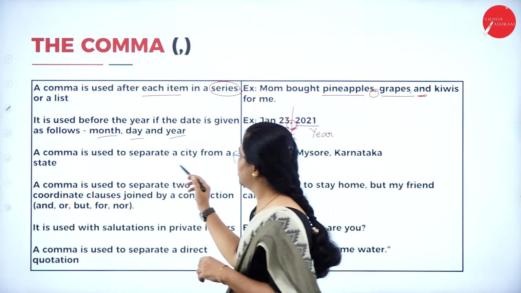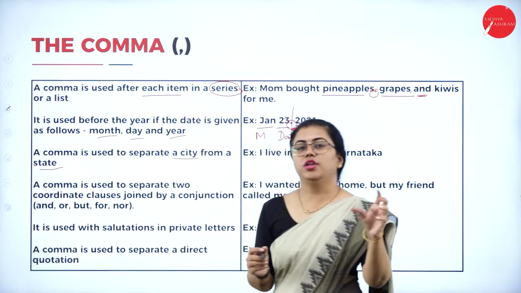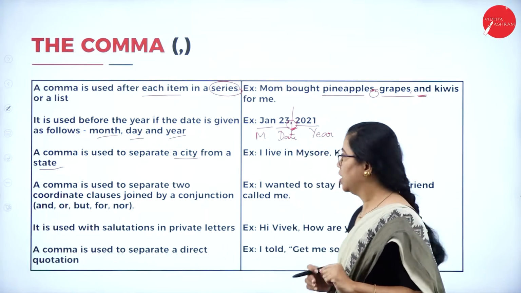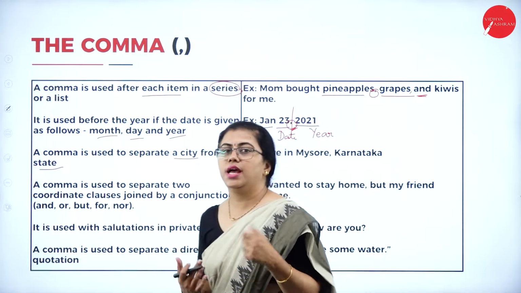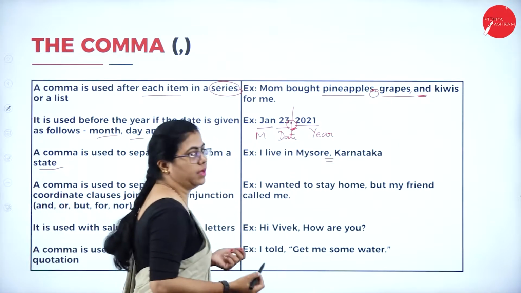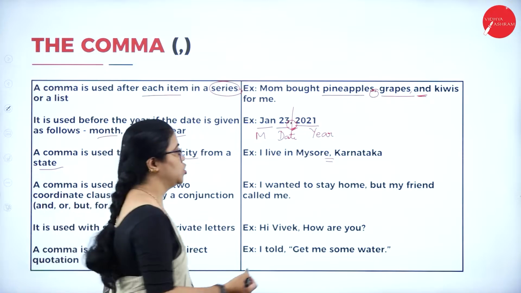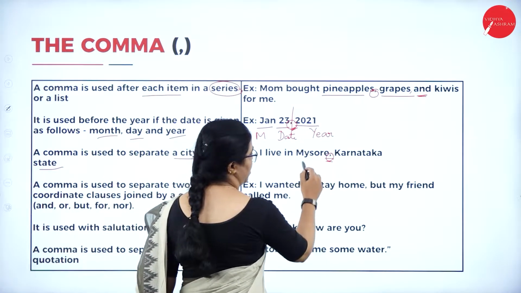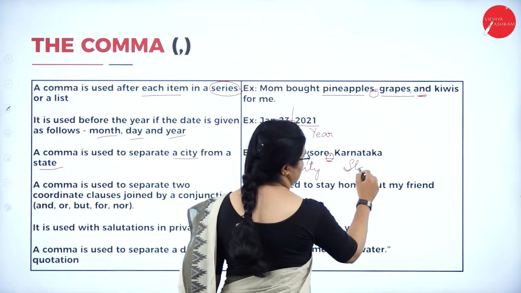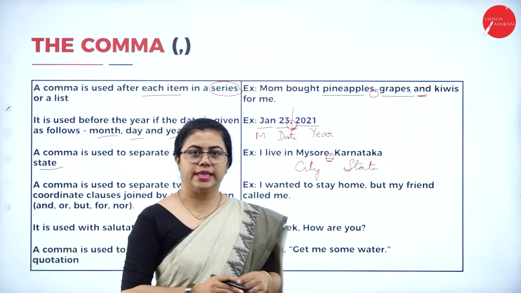Then a comma is used to separate a city from the state, whenever you are writing a combination of a city and a state. How do you use it? I live in Mysore, Karnataka. If you don't use a comma there, Mysore Karnataka will become one place. So you have to use a comma in between to separate the city from the state. You have to keep this in mind.